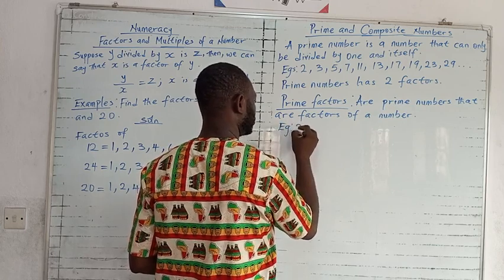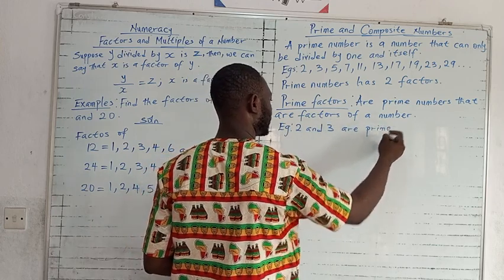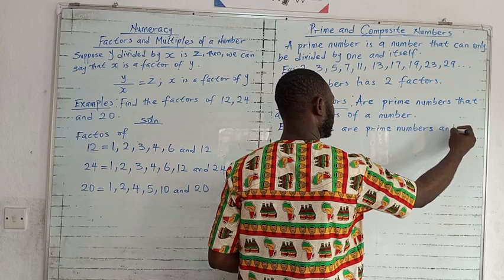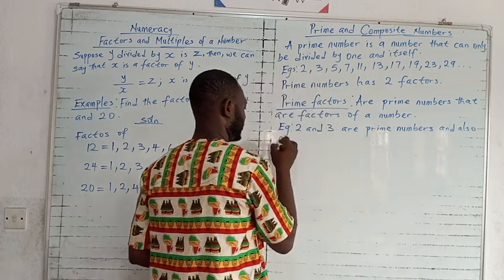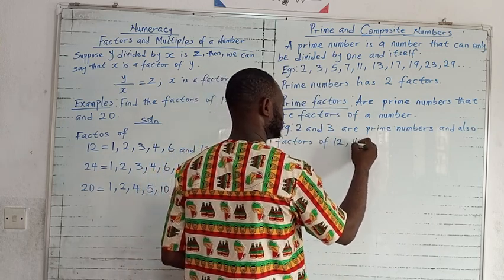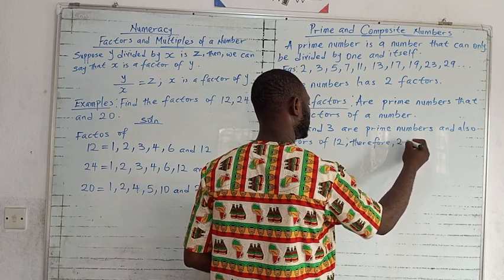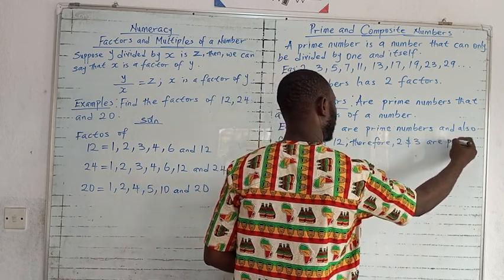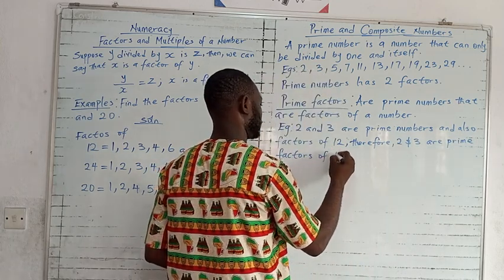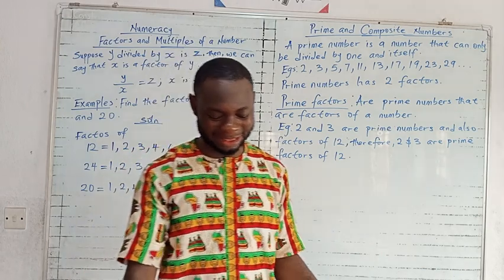Example, 2 and 3 are prime numbers and also factors of 12, therefore 2 and 3 are prime factors of 12. Okay? So that is the thing there.